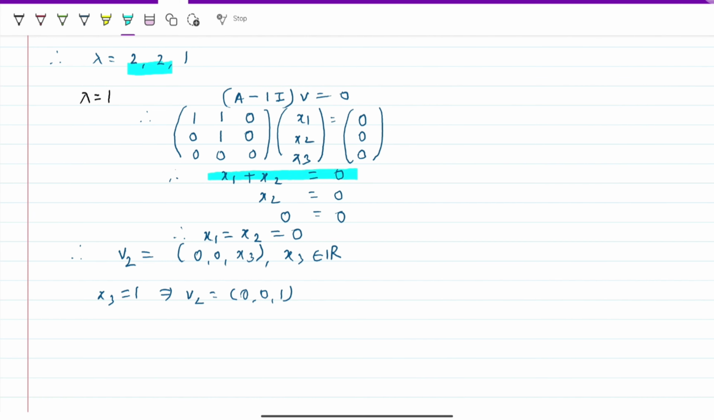Handling repeated eigenvalues in 3x3 matrices requires careful attention. Remember that the number of linearly independent eigenvectors might be less than the matrix order, indicating a defective matrix. Practice with different examples to solidify your understanding.